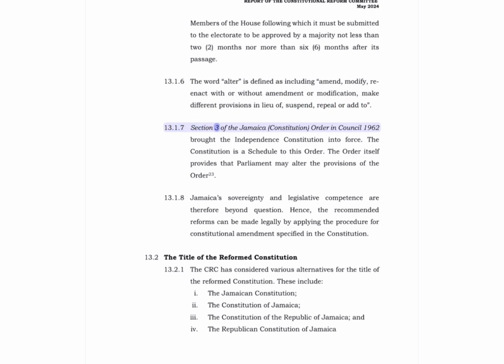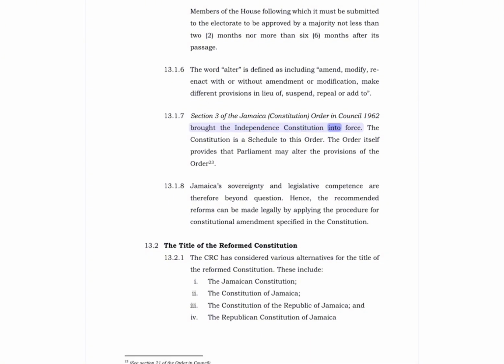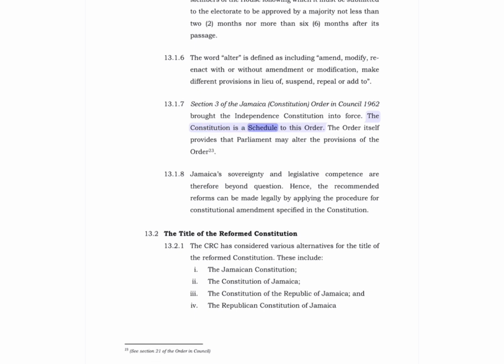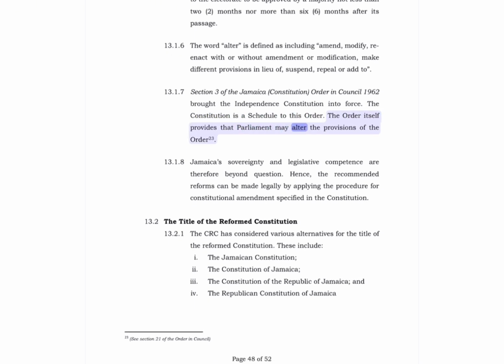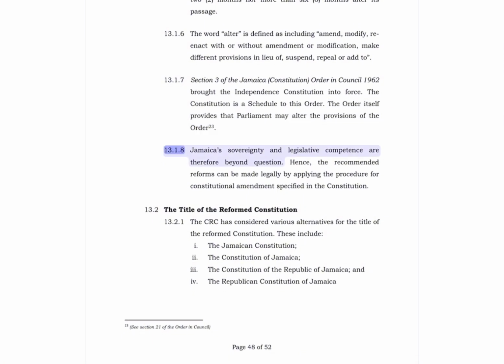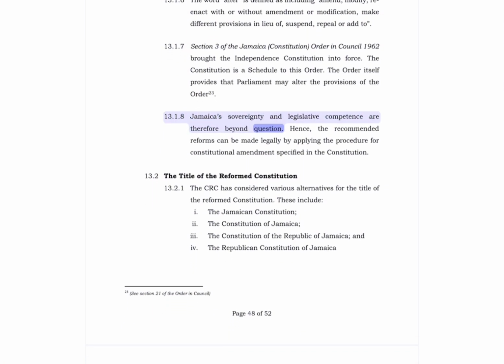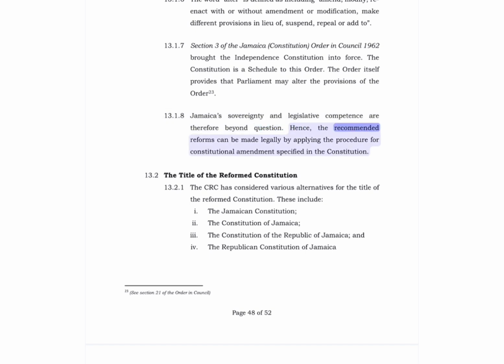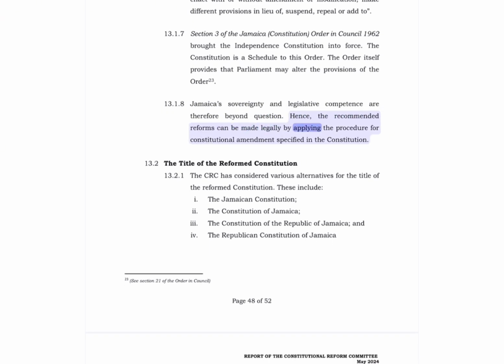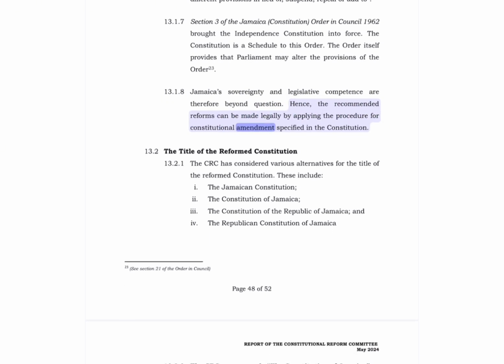13.1.7 Section 3 of the Jamaica Constitution, Order in Council 1962, brought the Independence Constitution into force. The Constitution is a schedule to this order. The order itself provides that Parliament may alter the provisions of the order. 13.1.8 Jamaica's sovereignty and legislative competence are therefore beyond question. Hence, the recommended reforms can be made legally by applying the procedure for constitutional amendments specified in the Constitution.